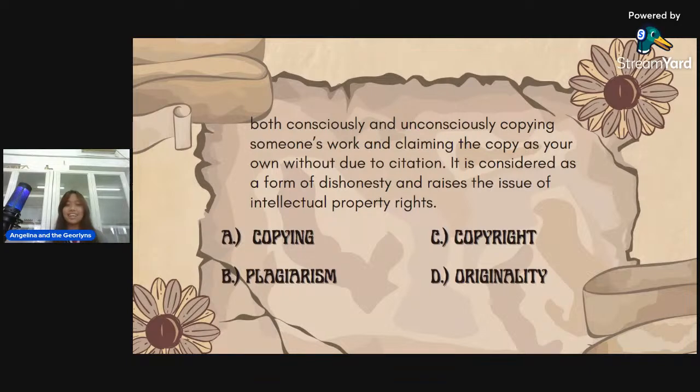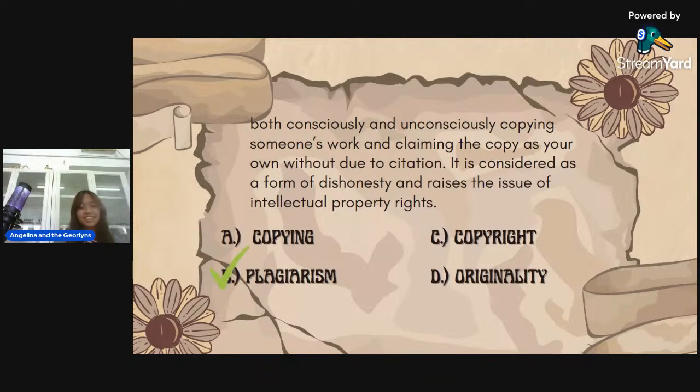Okay, both consciously and unconsciously copying someone's work and claiming the copy as your own without due citation is considered a form of dishonesty and raises the issue of intellectual property rights. A, copying. B, plagiarism. C, copyright. D, originality. I think it's originality. B? You guys sure? I think it's D. Originality.